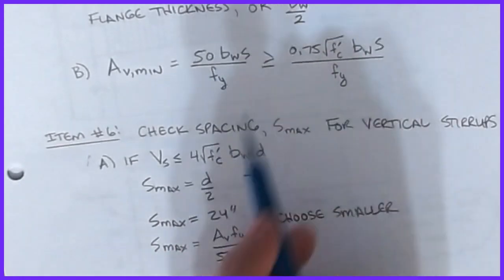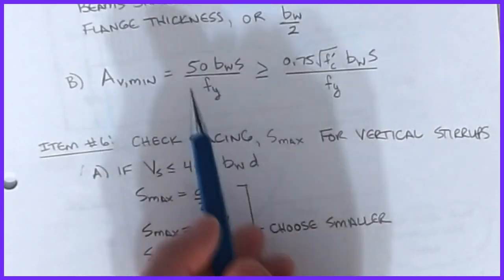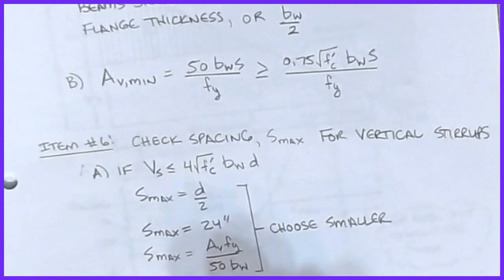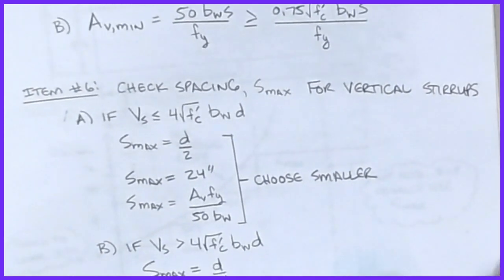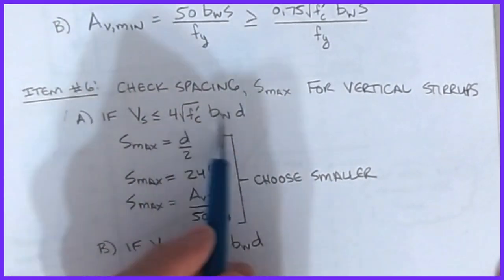If you don't remember this, go back and take a look at the video. We spent a fair amount of time explaining some of those concepts. Now we want to check our spacing, S max, for vertical stirrups.